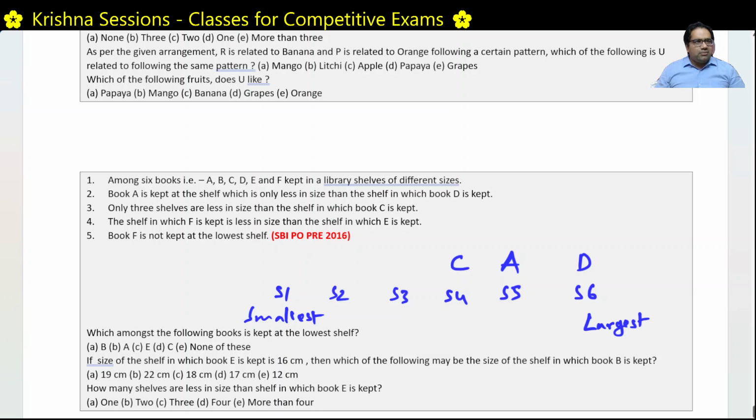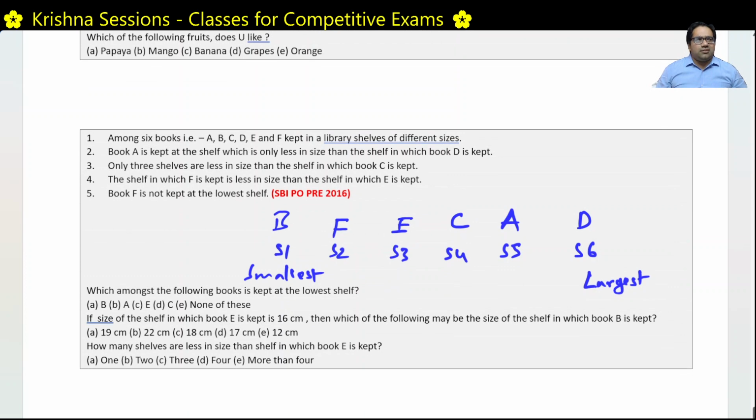But again, condition number 5, book F is not kept at the lowest shelf. That means F has got only two slots. Lowest one is not possible. So F is only this. If F is only this, what does that mean? The shelf in which F is kept is less in size than E, so this is E. And what is left? B is left, right? So this is B. This is the order. This is the simple problem. Which among the following books is kept at the lowest shelf? B, right? B is the answer.